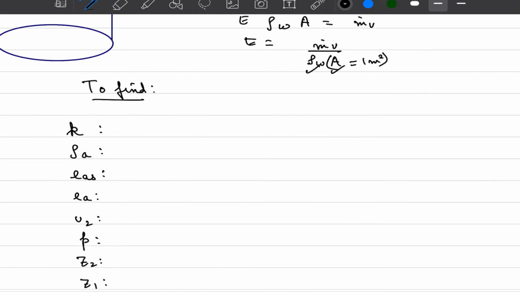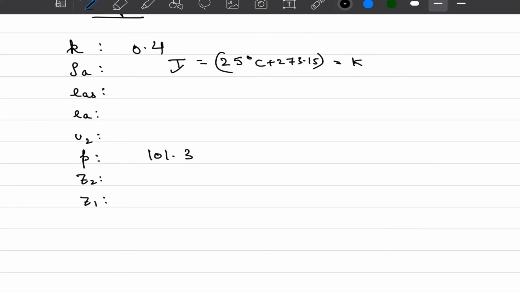K we know is the von Karman constant, whose value is 0.4. Rho A in this case is the density of air. If we know the temperature, which in this case is 25 degrees Celsius plus 273.15 to convert it to Kelvin, and the pressure, which is already known as 101.3 kilopascal, then using the ideal gas law the density of air can be calculated. We did the same calculation in the last example, so we can use the same value of 1.19 kg per meter cube.